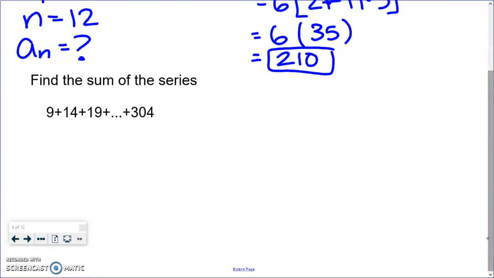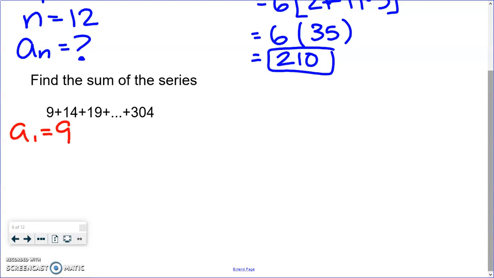This one says find the sum of the series. It gives us 9 plus 14 plus 19 all the way up to 304. But what it doesn't tell us is how many numbers there are in this series. So what we need to do is first determine that variable n, how many numbers there are. Then we can plug them into the sum formula. So we're going to go back to the lesson we talked about yesterday and use that formula to figure out how many. So we'll define our variables.